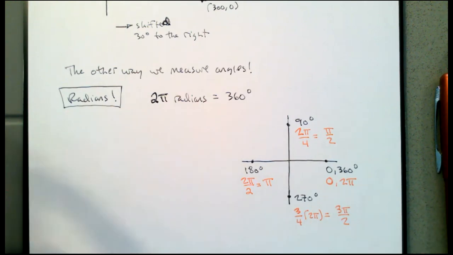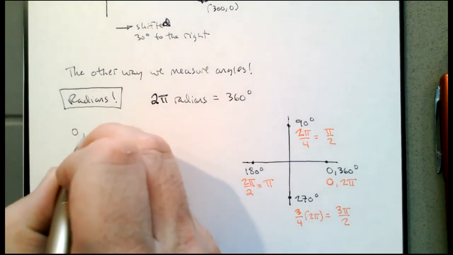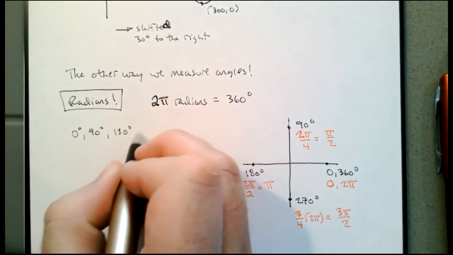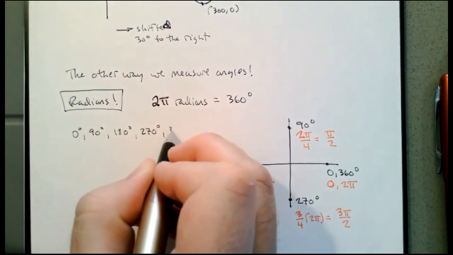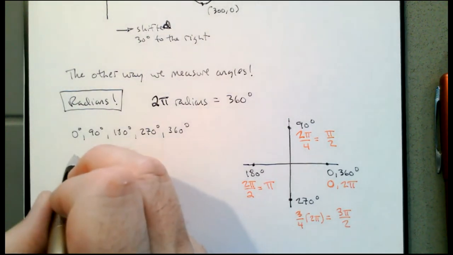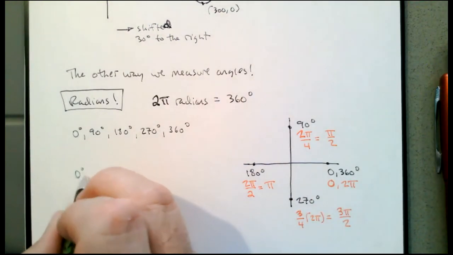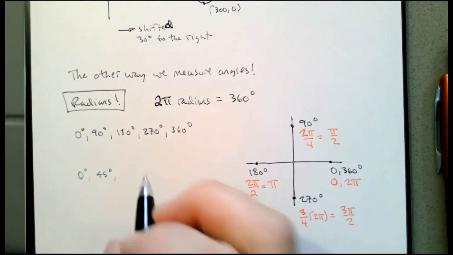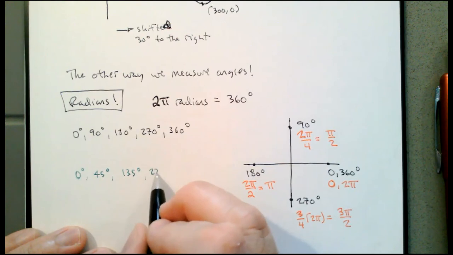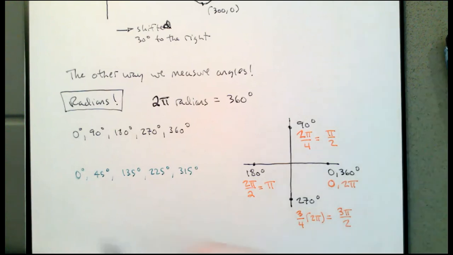You're also going to want to know the radian measures of your quadrant angles: 0 degrees, 90 degrees, 180 degrees, 270 degrees, 360 degrees. You're going to want to cut these all in half and know your radian measures of your 45 degree angles: 0 degrees, 45 degrees, 135 degrees, 225, 315.